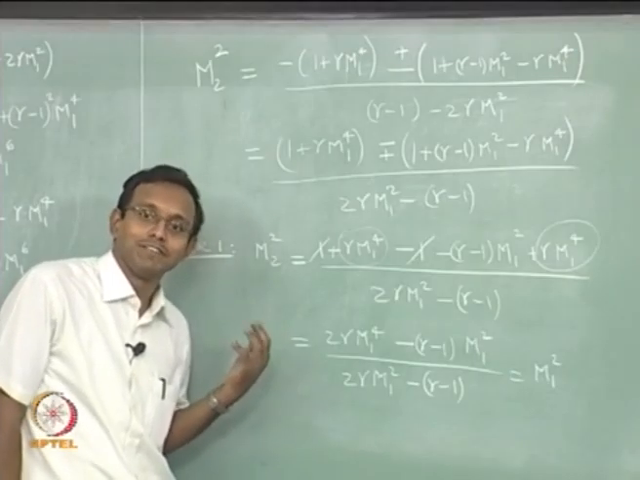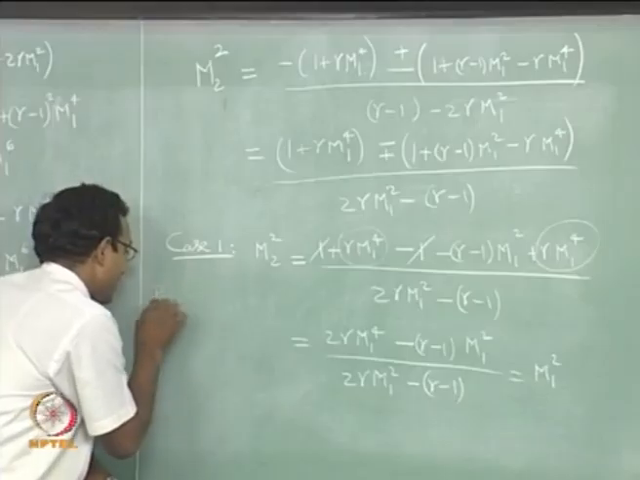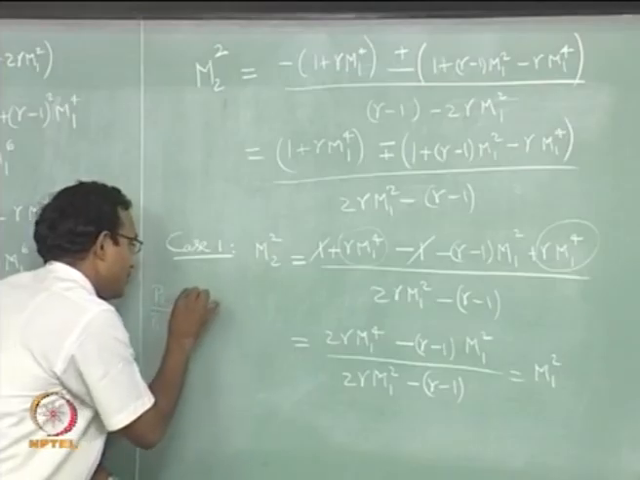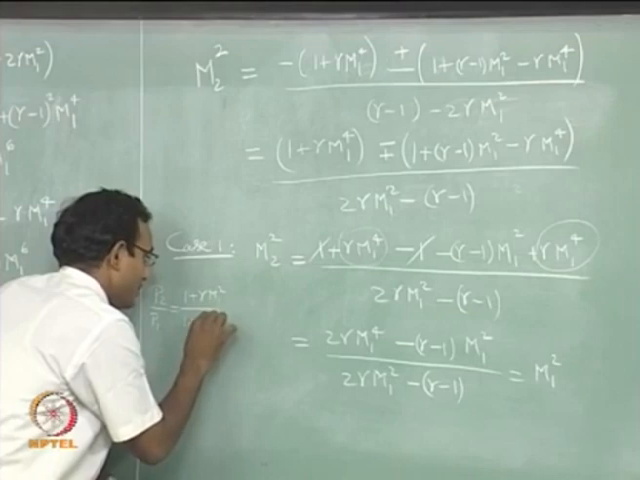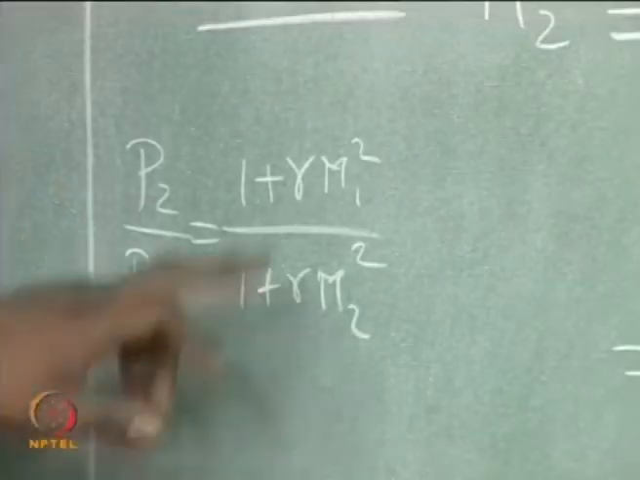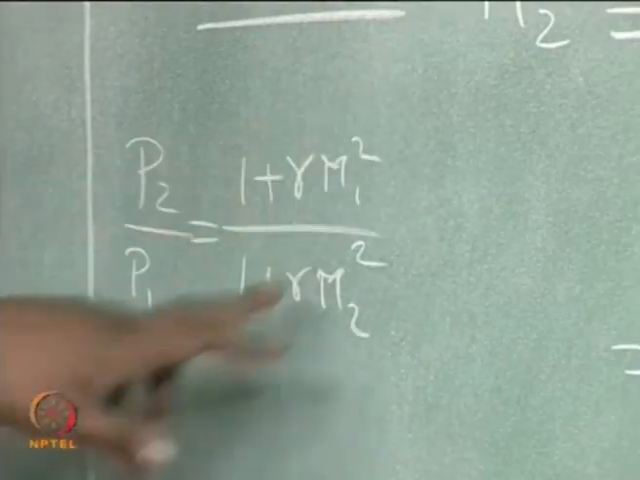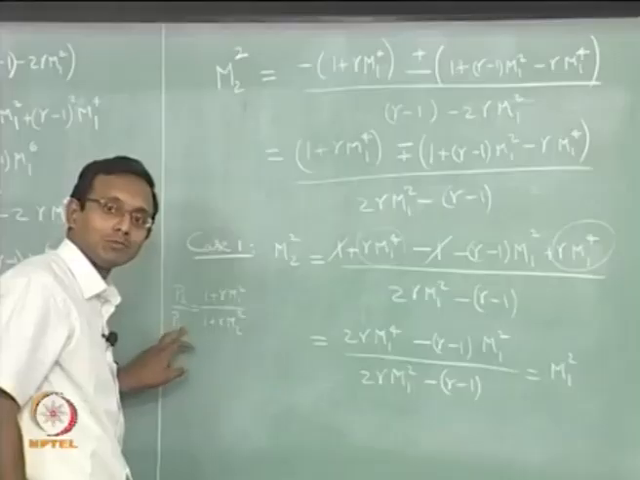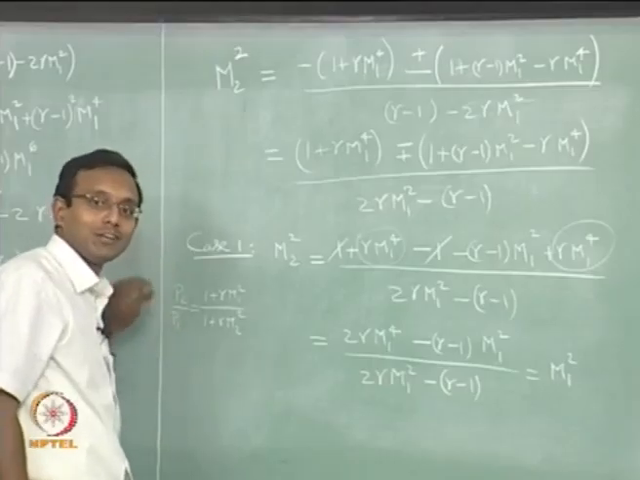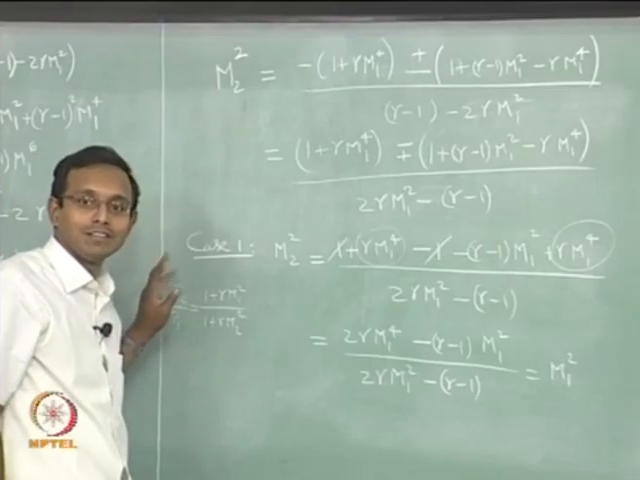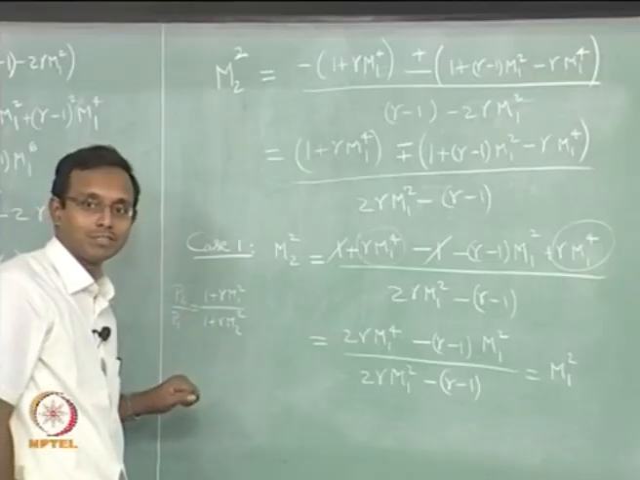but it comes out to be a simple solution. If m 2 equal to m 1, I already wrote this initial thing, p 2 by p 1 equal to 1 plus gamma m 1 square by 1 plus gamma m 2 square. Now, if m 1 equal to m 2 or m 1 square equal to m 2 square, this whole thing will become equal to 1, p 2 by p 1 is 1, we already saw that if p 2 by p 1 is 1, rho 2 by rho 1 is 1, t 2 by t 1 is 1, u 2 by u 1 is 1. That is, there is no flow change at all across my wave, comes down to that.